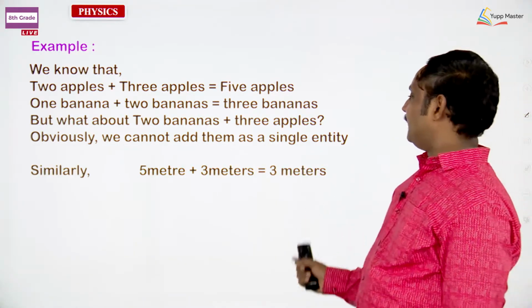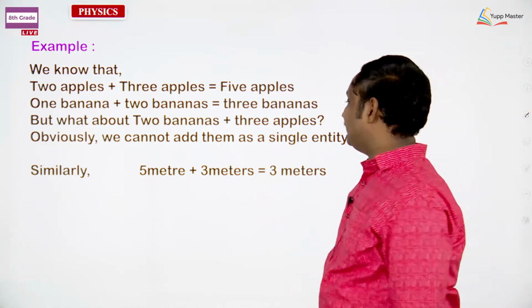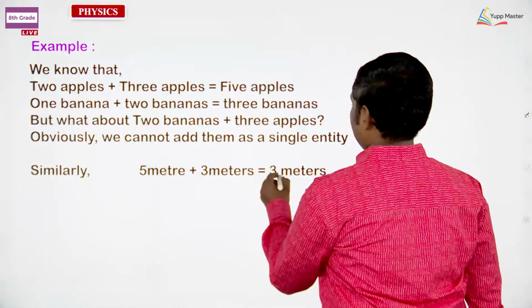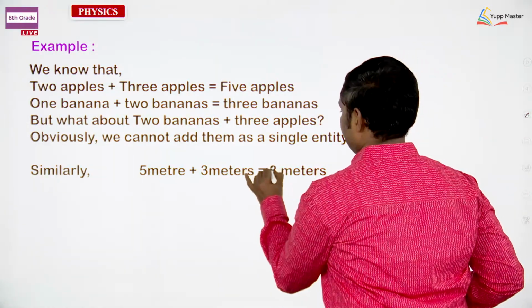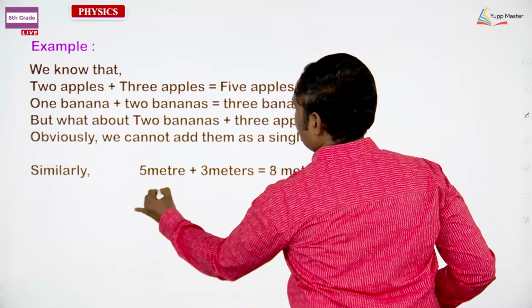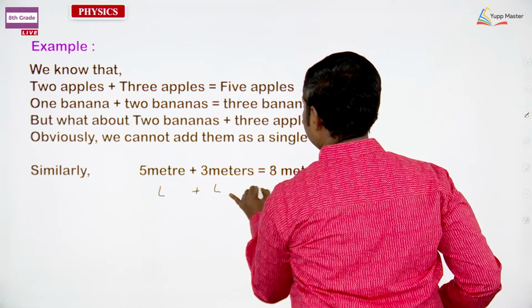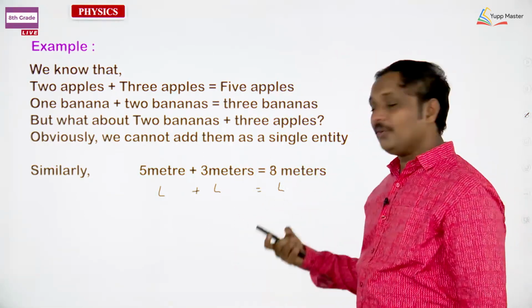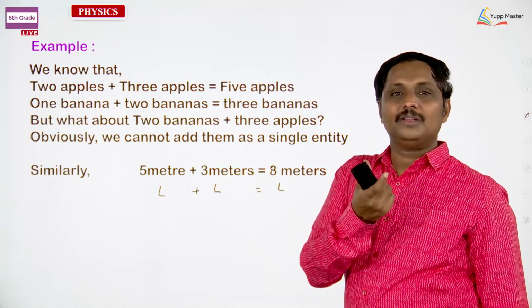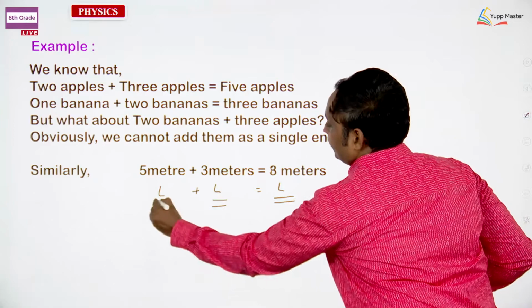Similarly, 5 meters plus 3 meters is equal to 8 meters. We can take 5 meters plus 3 meters as 8 meters, right. So this is L, this is also L, it can be expressed as L. We are going to take that in terms of some fundamental quantity, that is length.